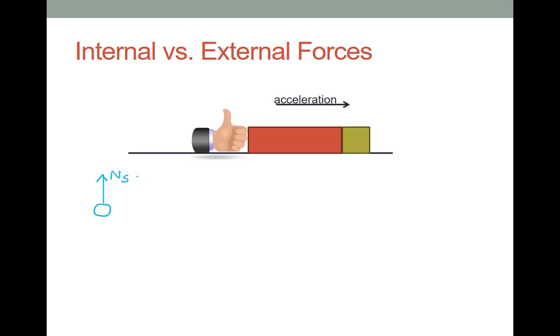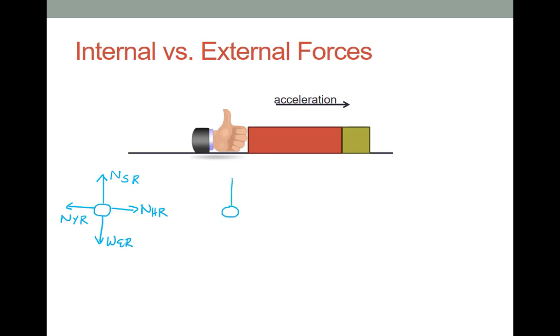We have a normal from the surface on the red block. We have the red block's weight. We have a normal from that hand pushing on the red block. And we have a normal from the yellow or greenish block pushing on the red block. And there might be friction and things like that, which I'm going to ignore because they're not necessary for the point I'm trying to make.